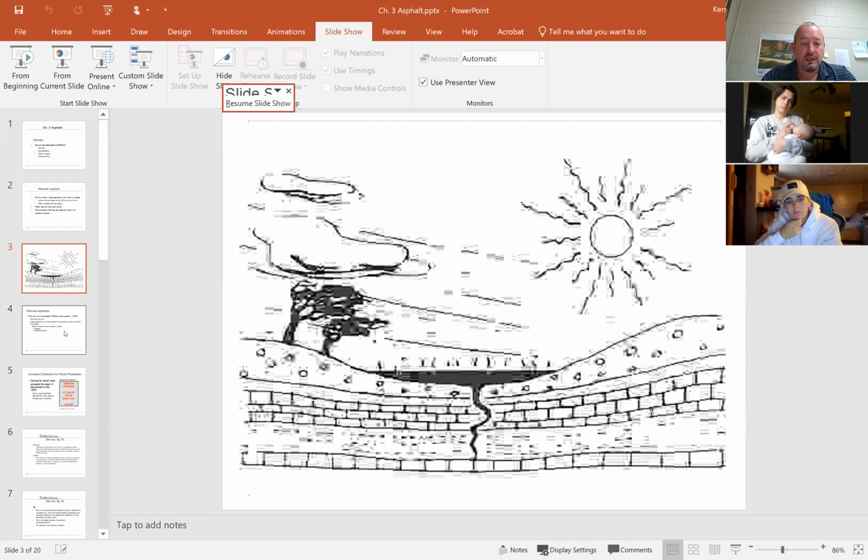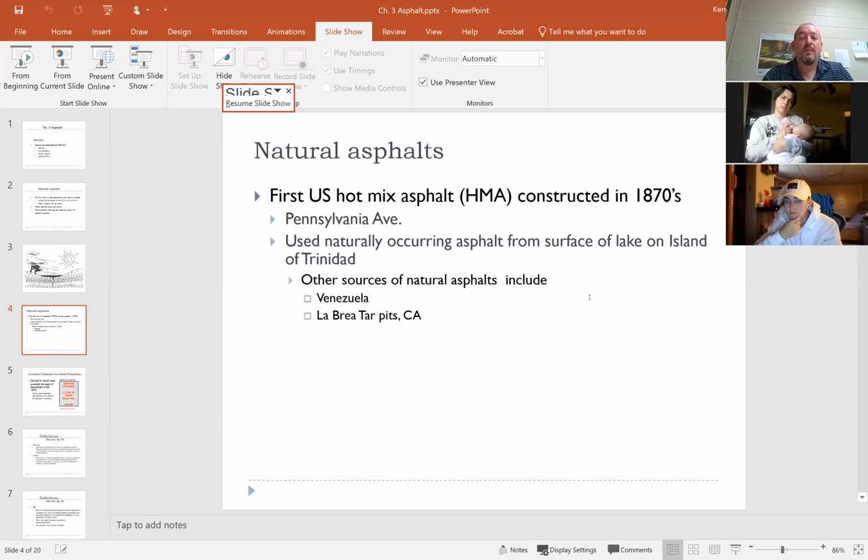But all right, way back in the 1800s, the first hot mix asphalt, and that's another term for an asphaltic pavement, was on Pennsylvania Avenue. What do you know, right up there in Washington. They constructed what would be considered hot mix asphalt, something similar to what we use today.